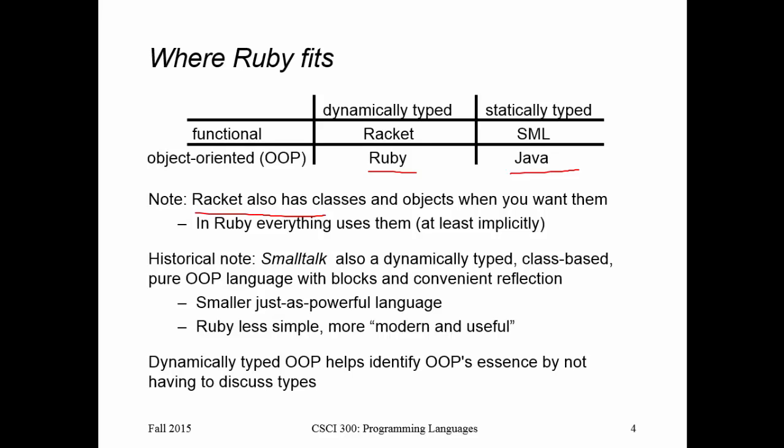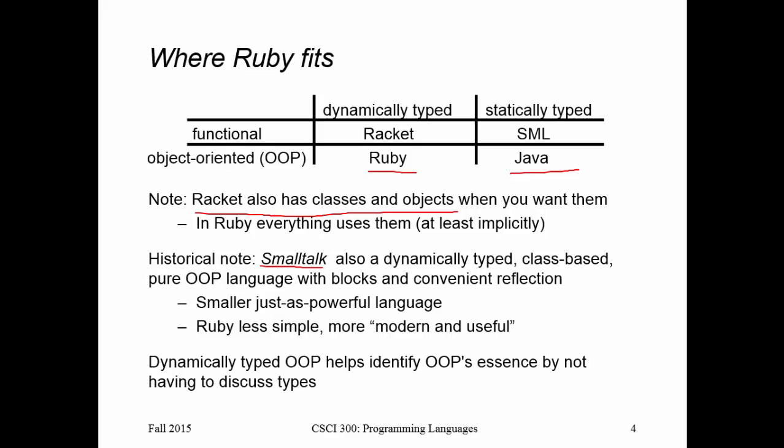And also we can see here Racket. Racket is a kind of language, and Ruby is a kind of language, we know that. Actually, Racket has classes and objects. If we want, we can use them, but if we do not want, we can just do the functional, basic programming. But for Ruby, actually, everything is OOP. And also another thing, you see this one, Smalltalk.